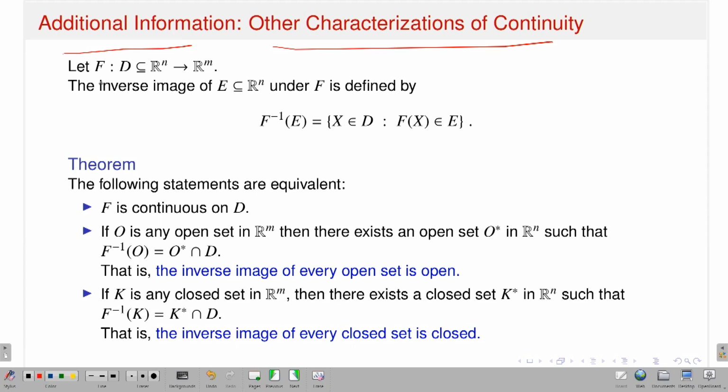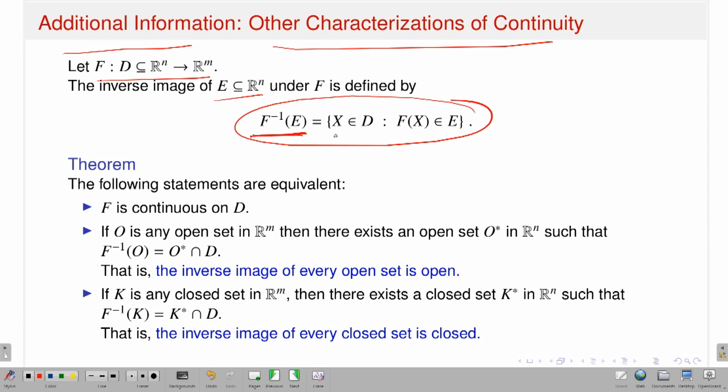So what I am doing, I am starting with a function capital F, which is from D subset of Rn to Rm. I am considering a set E, which is subset of Rn. Then I am defining a set. What is that set? F inverse, capital F inverse of E. Please remember, this is not the inverse of the function. This is called inverse image. That means this is just a notation. It is a set. What sort of set?